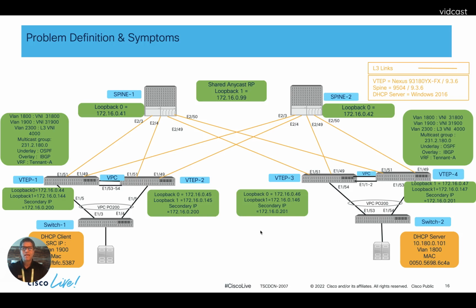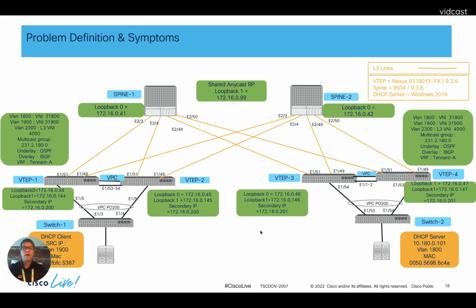Based on the information I collected, the network topology diagram looks like this. What we got here is a DHCP client connected to switch 1 behind VTEP 1 and 2 in VPC port channel 200. There's no source IP, obviously, but the VLAN is 1900, and the DHCP server is connected to switch 2 behind VTEP 3 and VTEP 4 in VPC port channel 200, and the DHCP server is in VLAN 1900. The underlay was OSPF, overlay was IBGP, and the VRFs are 10 and 8.